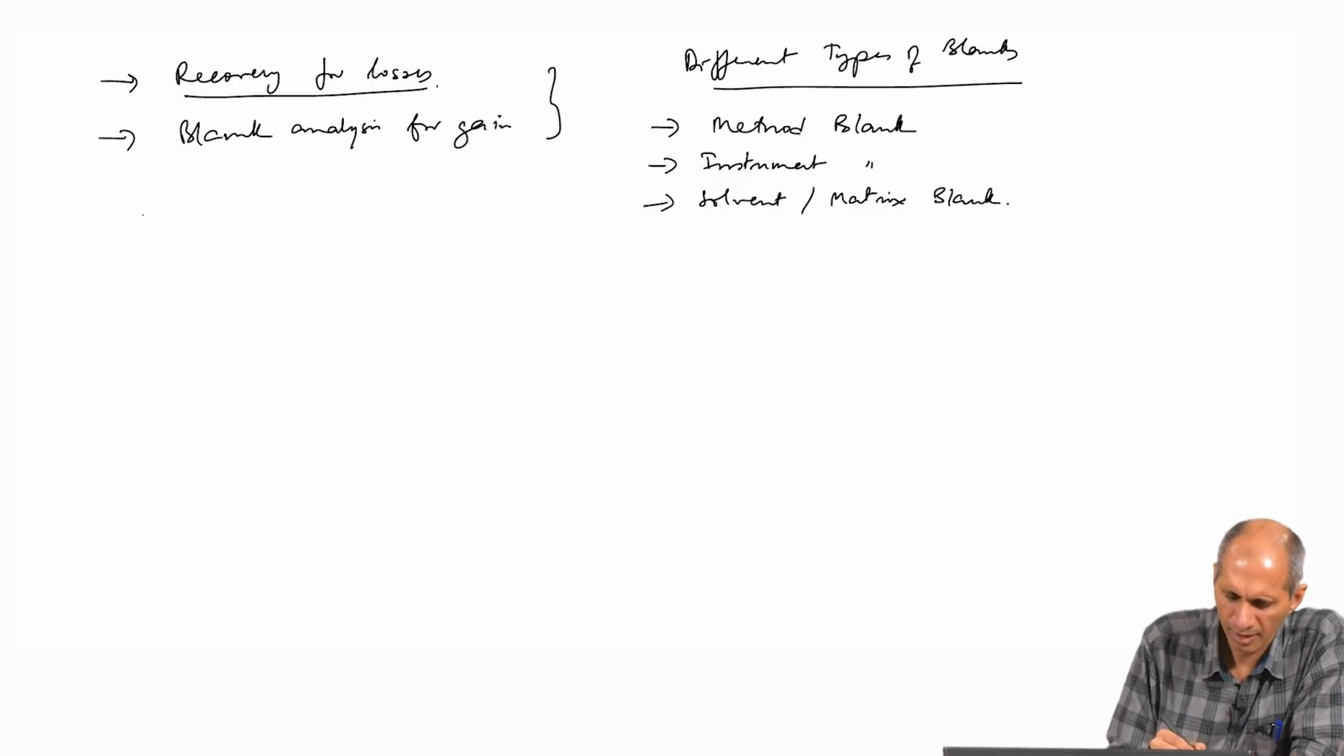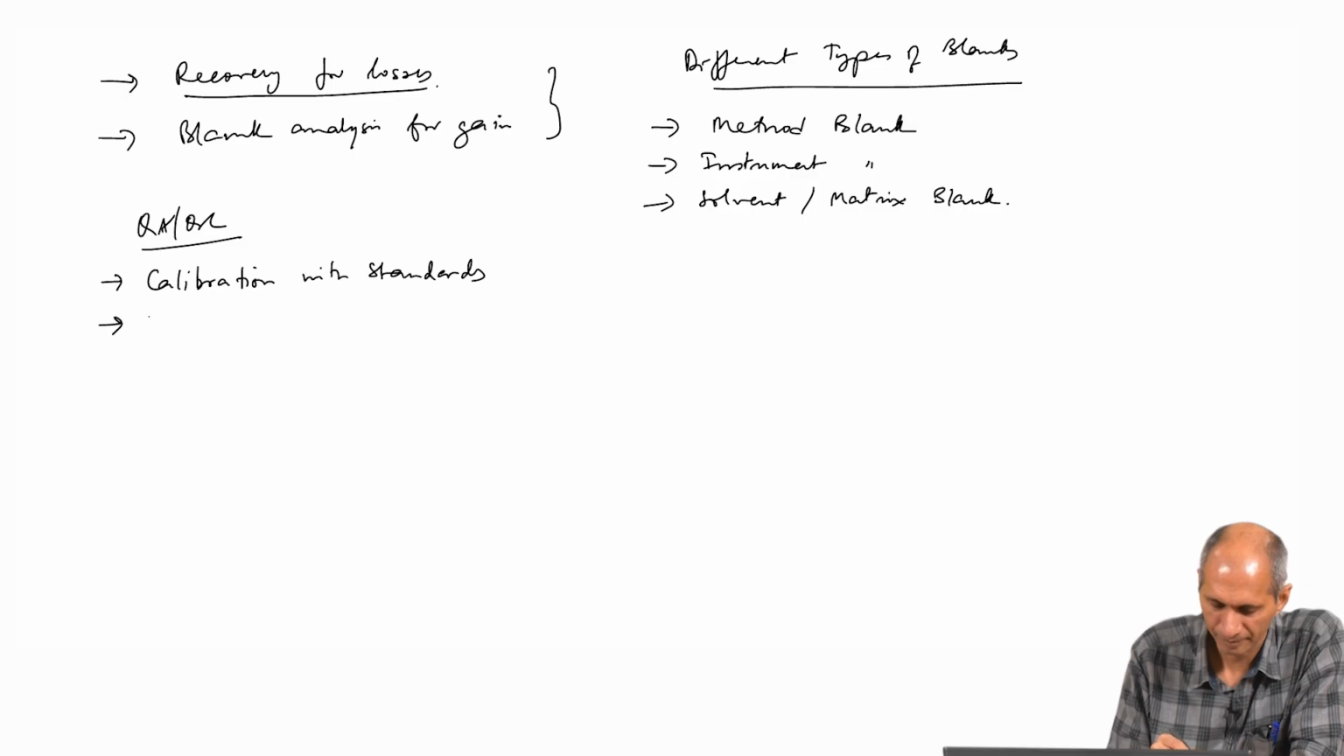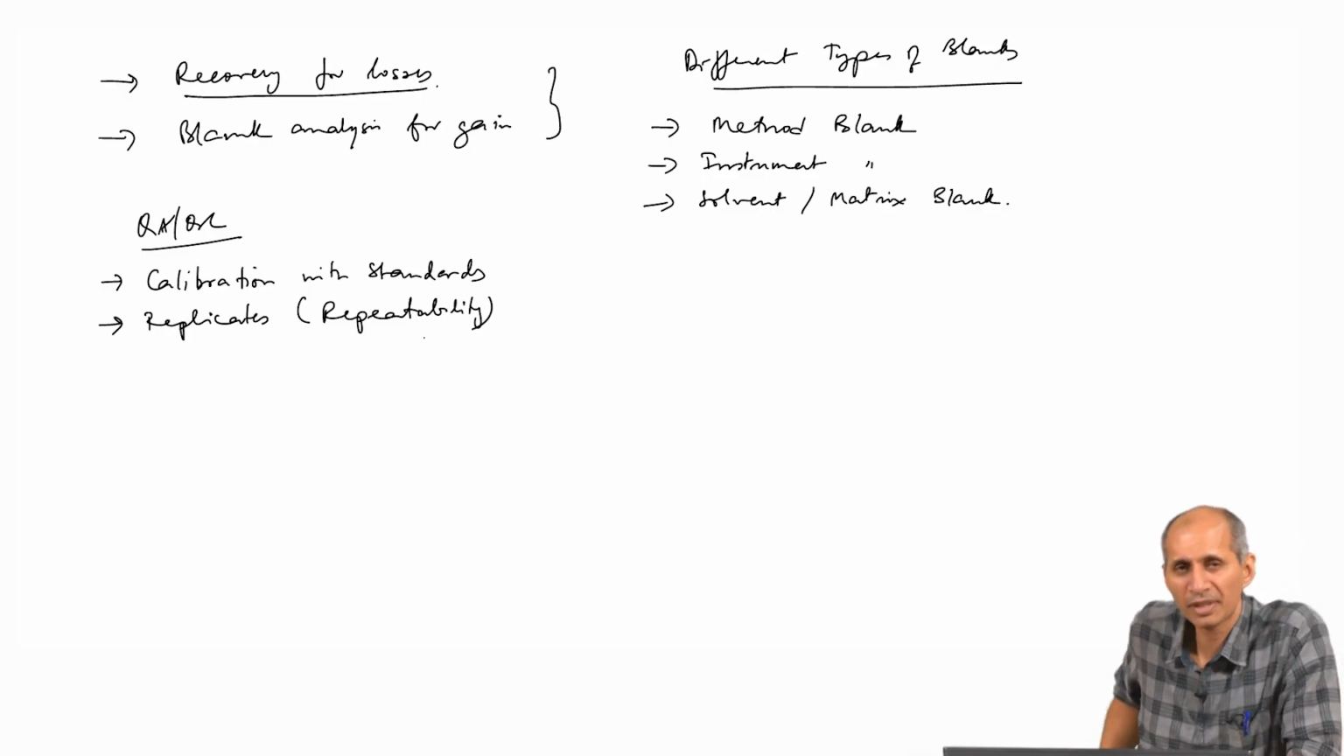So, in general, a summary of the QA/QC procedures: first and foremost, we need calibration with standards. Then we need what we call replicates for repeatability. Now, this is repeatability of the entire process.